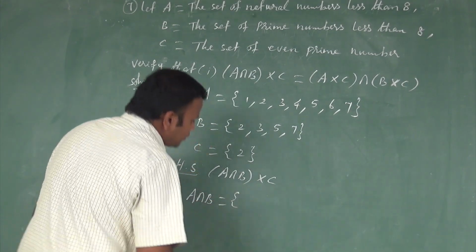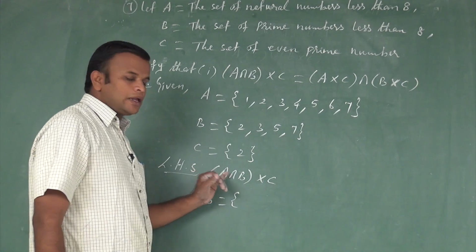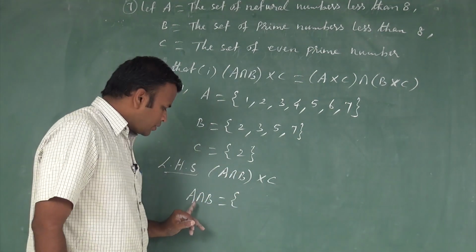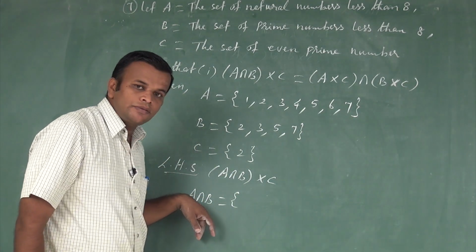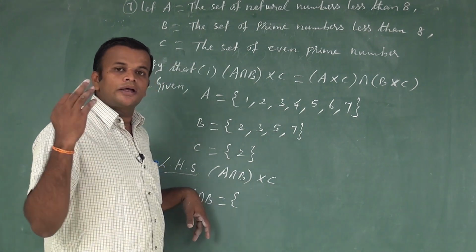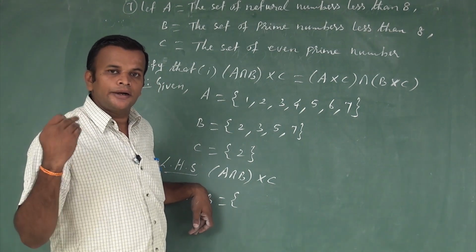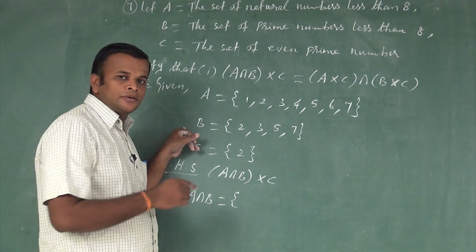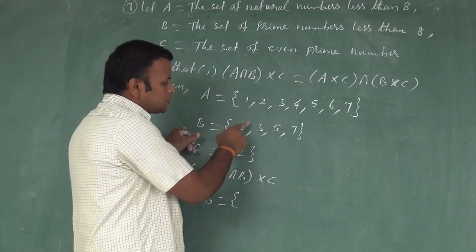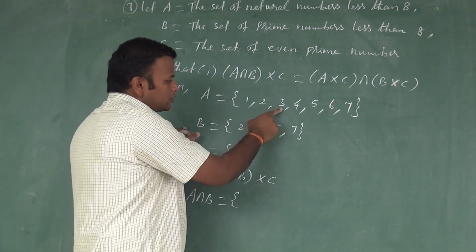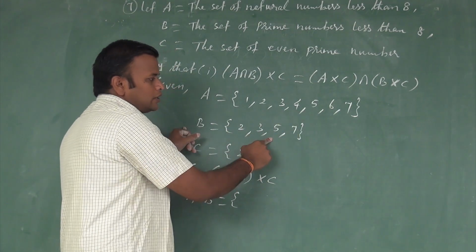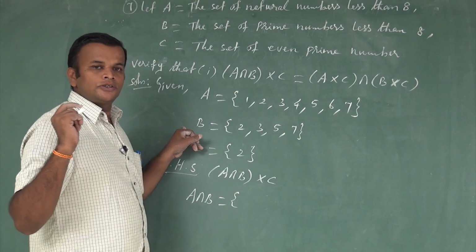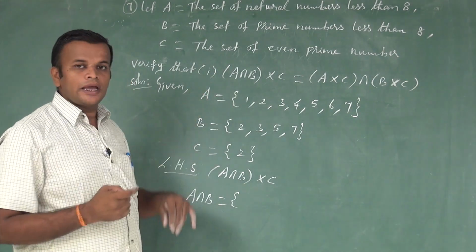So the first working rule is to find A intersection B. You know the working rule of intersection. Intersection means common. So what are the elements that are common in A and B? The first number is 2, then 3, 5, 7. So these are the elements common in A and B.